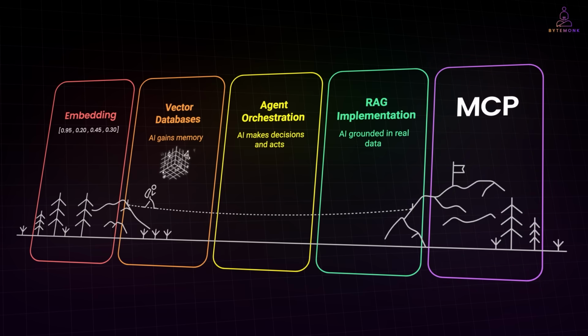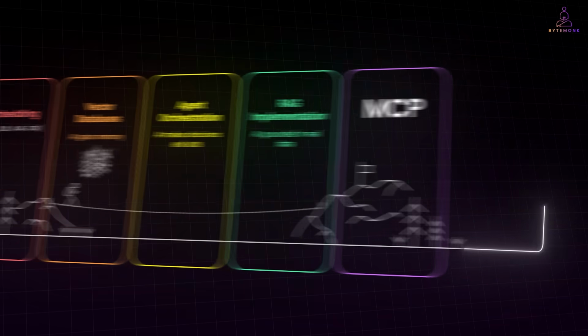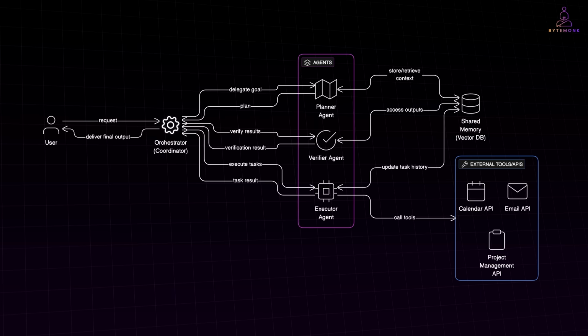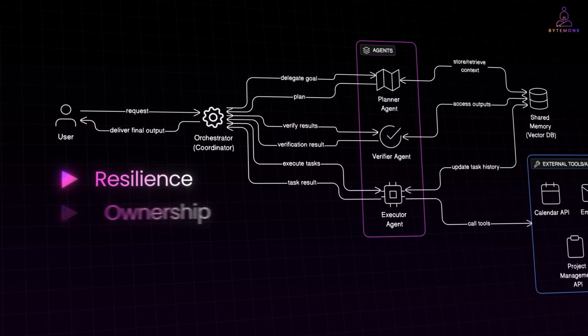The big picture, modern AI systems aren't magic. They are infrastructure. And like any infrastructure, they need to be designed for resilience, ownership, and security.